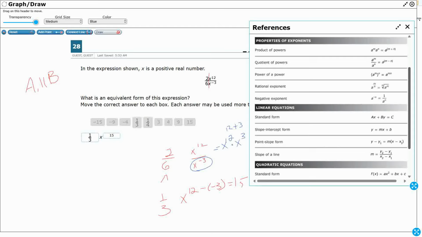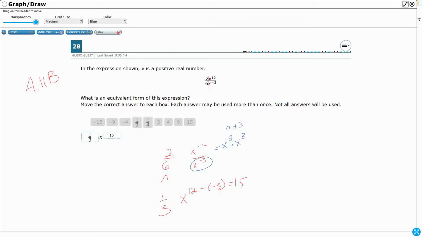But that's what we're going to end up with: 1/3 x to the 15th. This is a 2-point problem. And so those that got 2 points, only 24%. Now that's a little bit disappointing because it wasn't super complicated here.